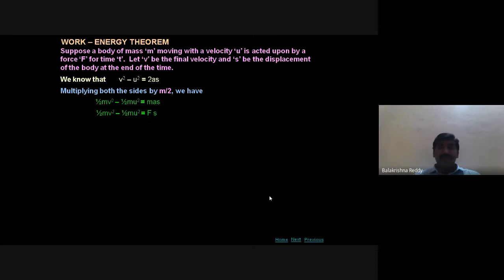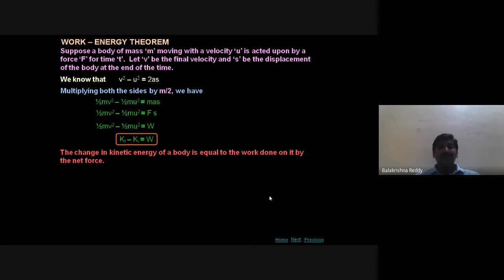Here ma stands for the force and s is the displacement. We know from the definition of work that work equals the product of force and displacement, so I can write W equals half m v square minus half m u square. Half m v square gives the final kinetic energy and half m u square gives the initial kinetic energy. That is equal to the work done.